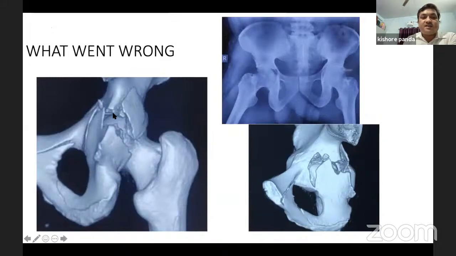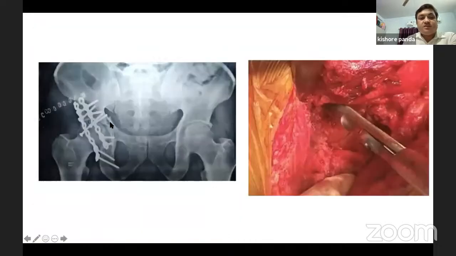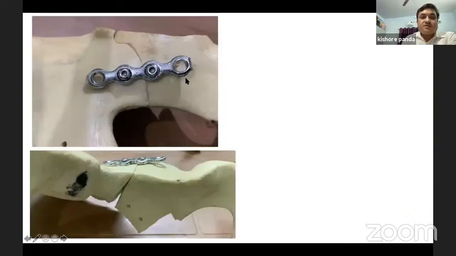What went wrong? It is classically a transverse with posterior wall fracture. You can see how this transverse part is incomplete and it has gone towards the anterior column. You can see how it is fixed, but this anterior column is a little bit elevated. In the right picture with the Farabeuf clamp, this fracture is completely reduced. But when you look from the top, you can see it is well fixed, but when you look from the side, it is opened up. This is exactly what happened with these fractures.